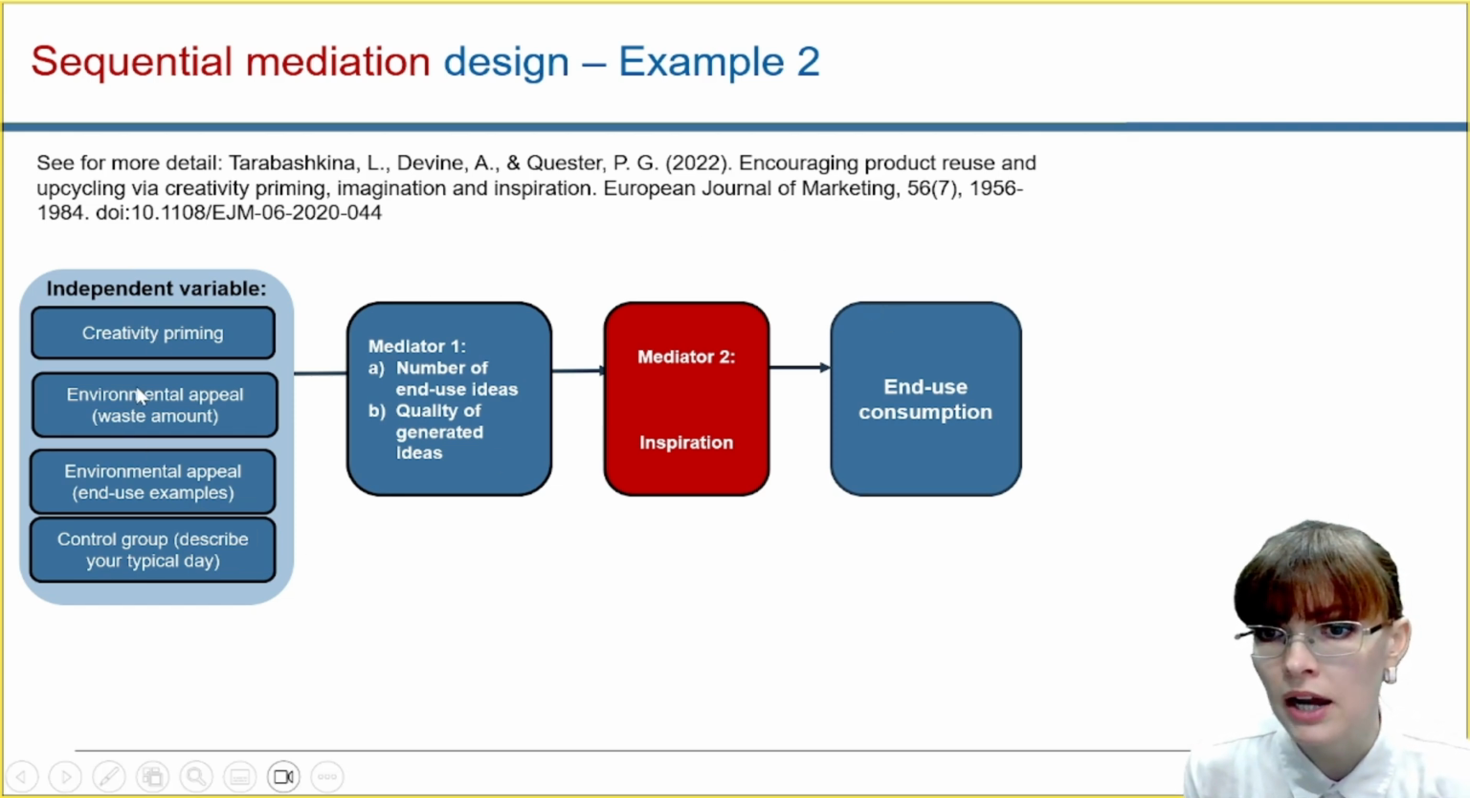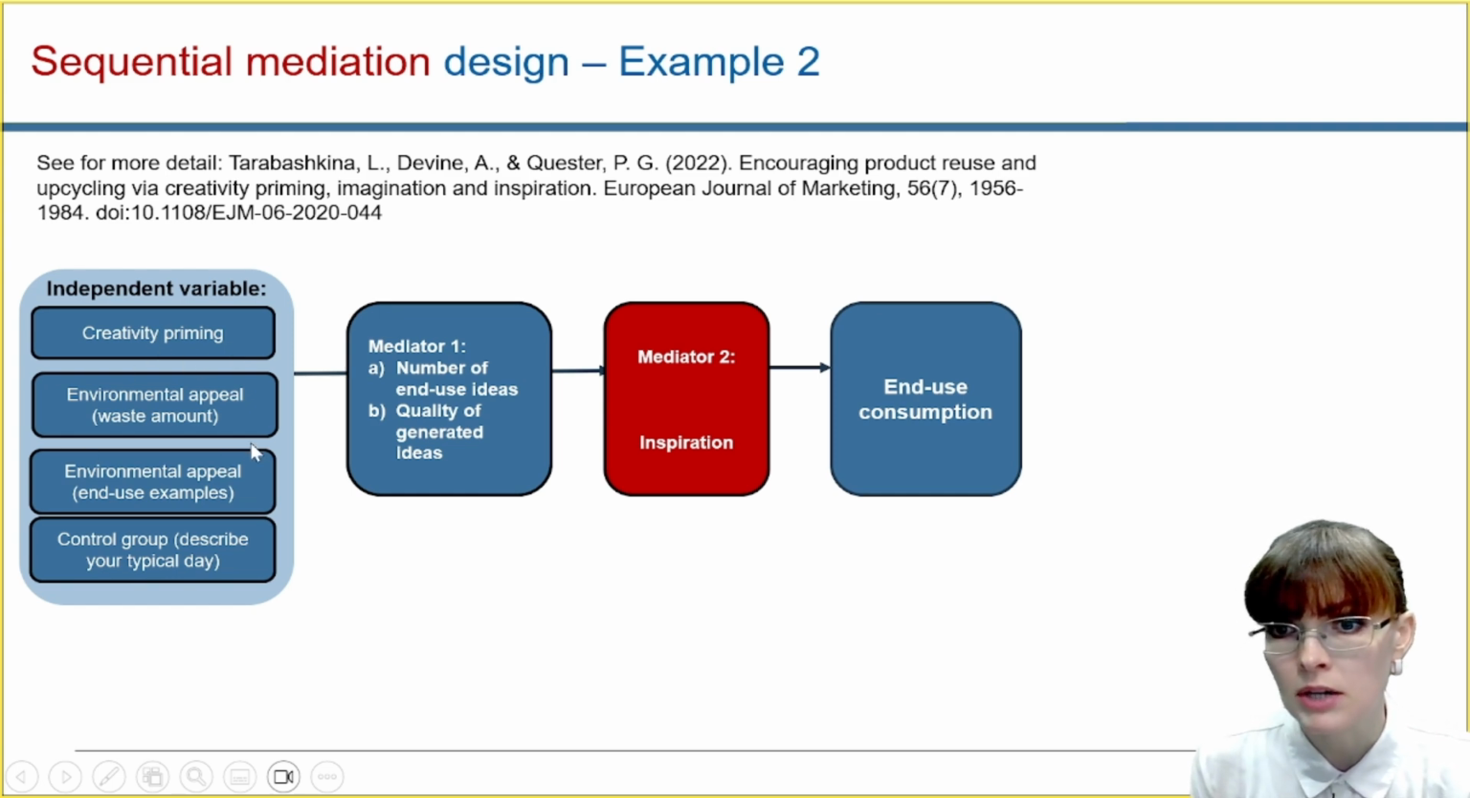And we looked at creativity priming, environmental appeal, which mentioned the waste amount, the waste people generate, another environmental appeal, where we showed them examples of end use, what they could actually do with products that reach the end of their life cycle, and the control group, where we asked them to describe their typical day. The control group, again, allows you to understand what would be the outcome if nothing is present, no intervention is present.